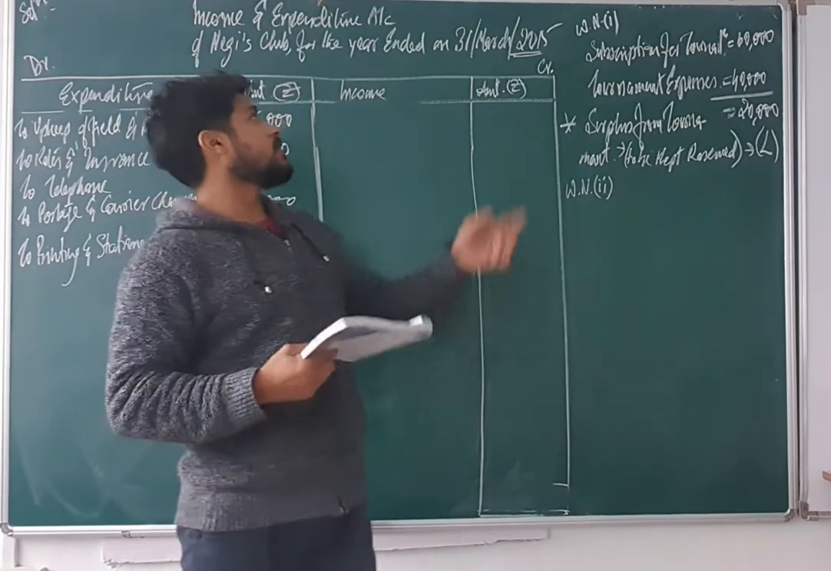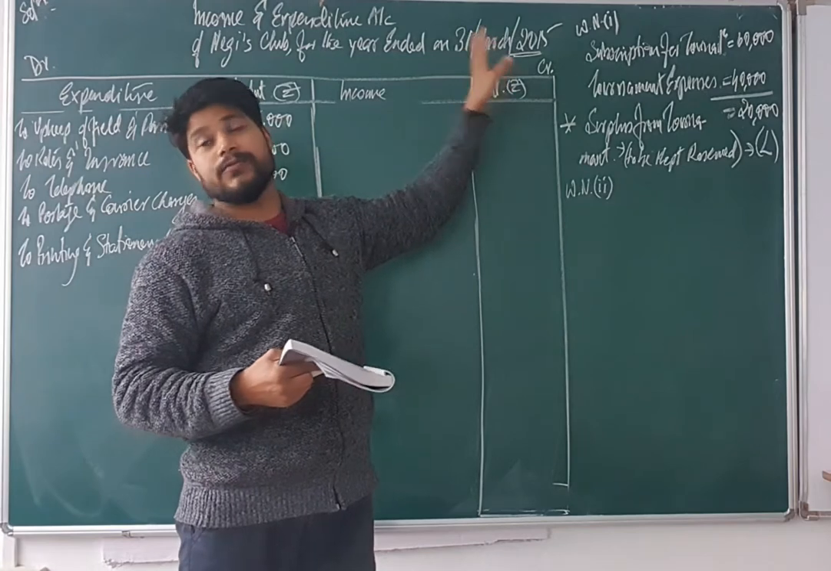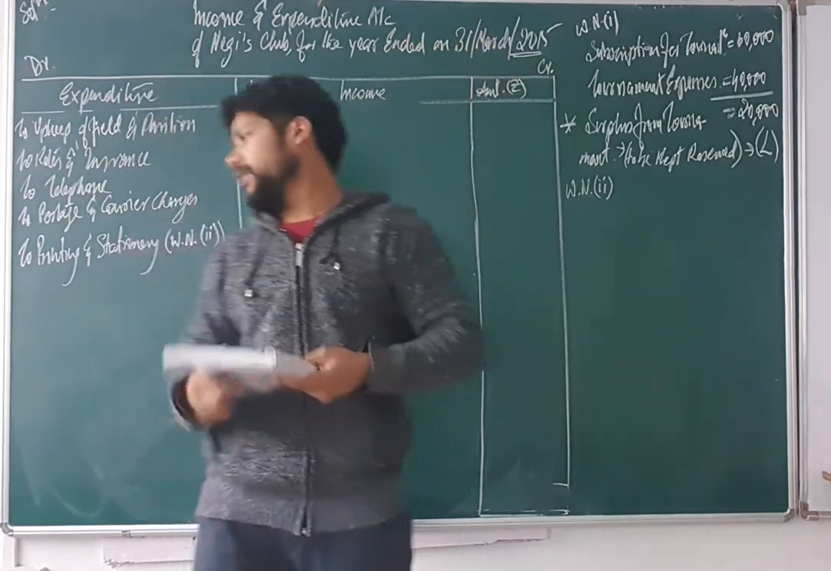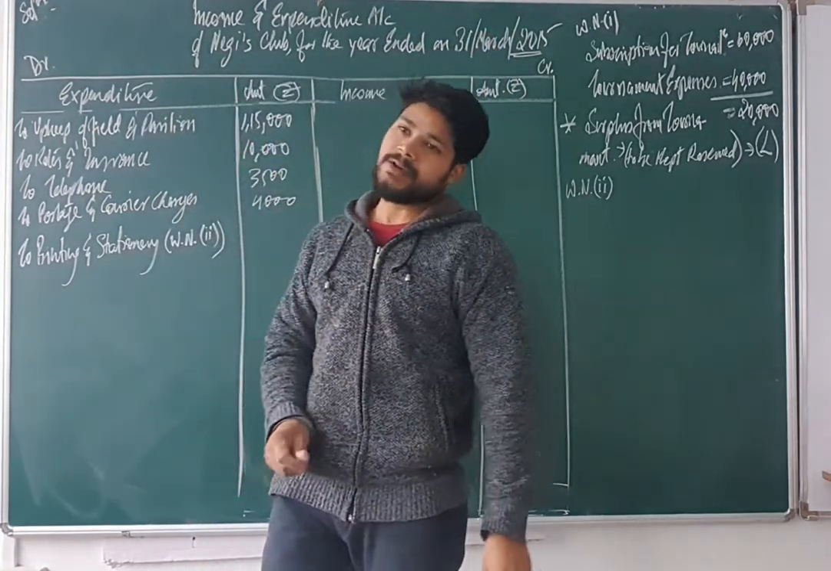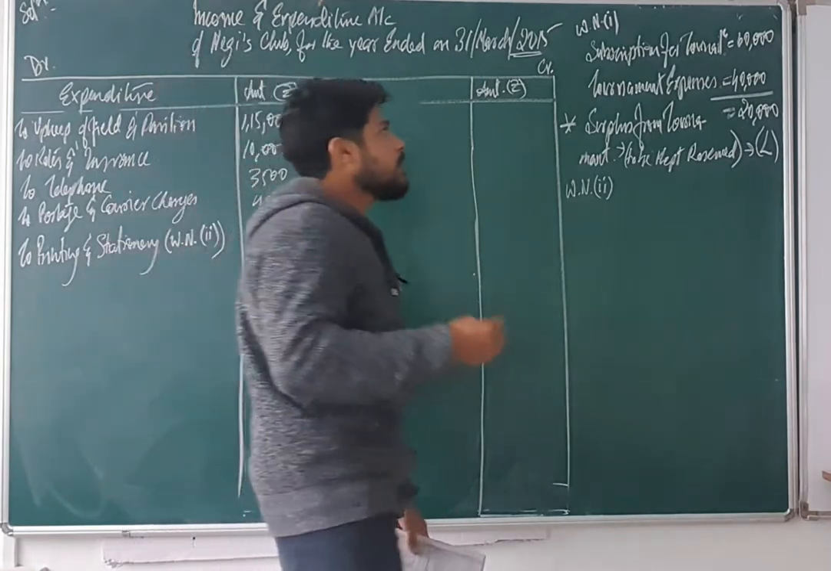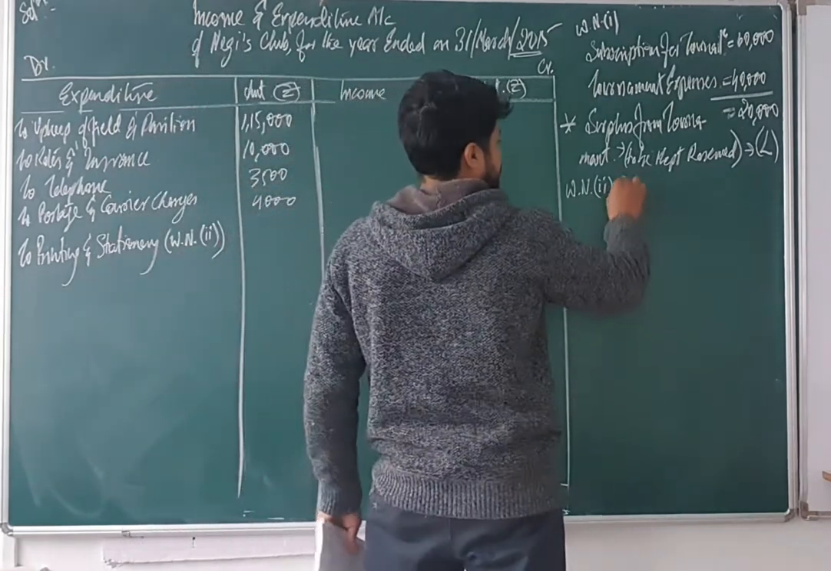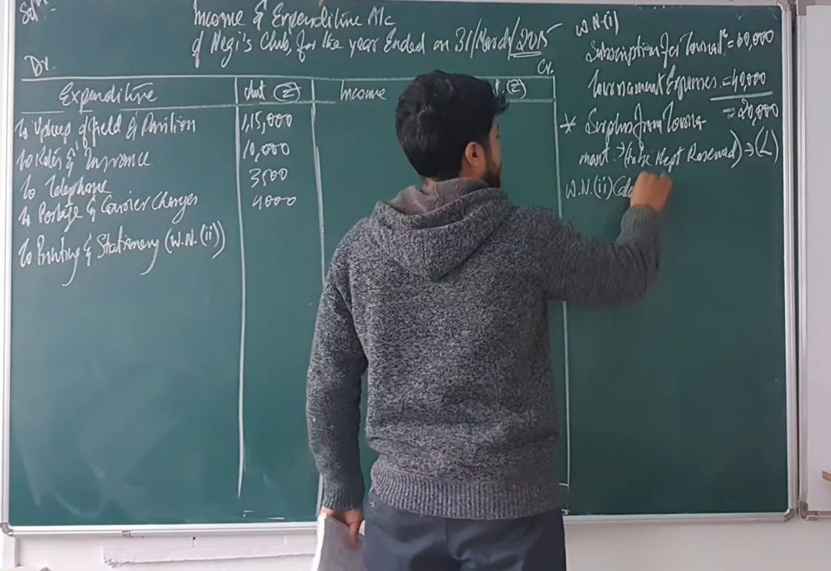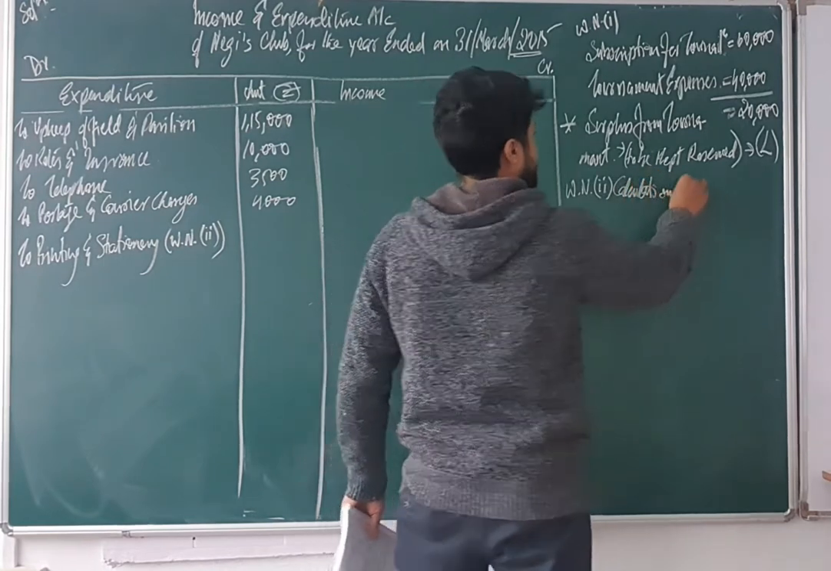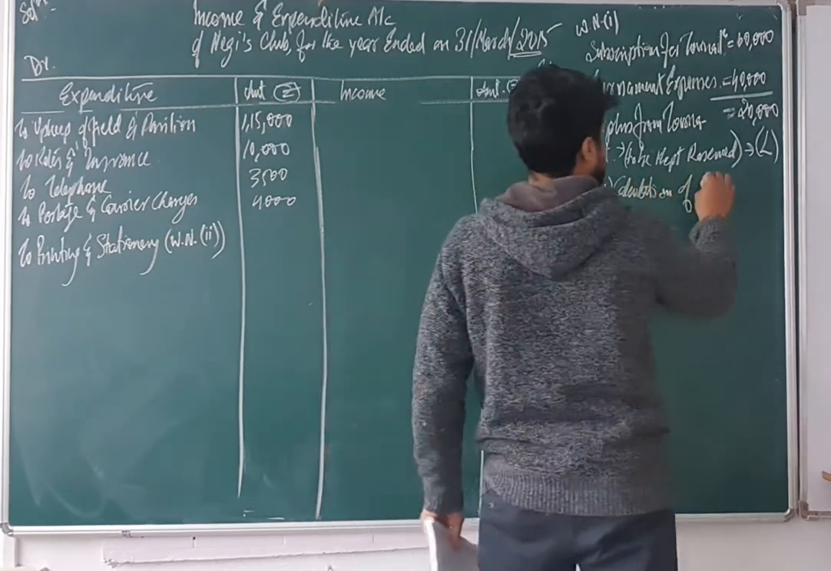And what year is it? For 31st March 2015, meaning for the year 2015 only. Am I clear? So let's calculate. How do we calculate? Write down the calculation of consumption of printing and stationery.